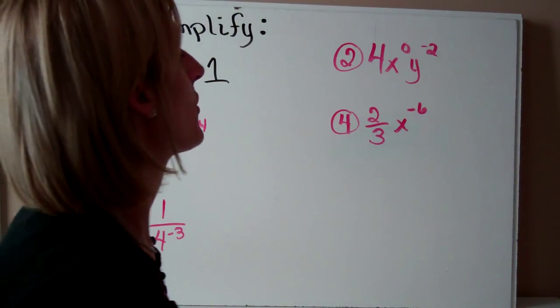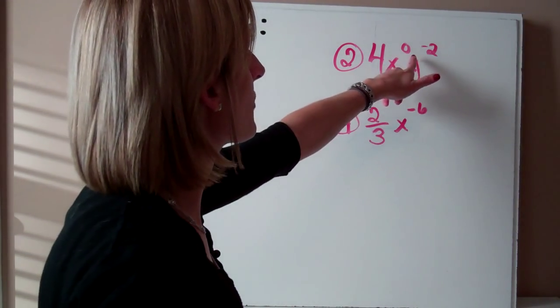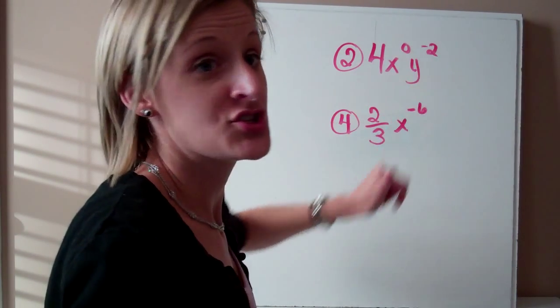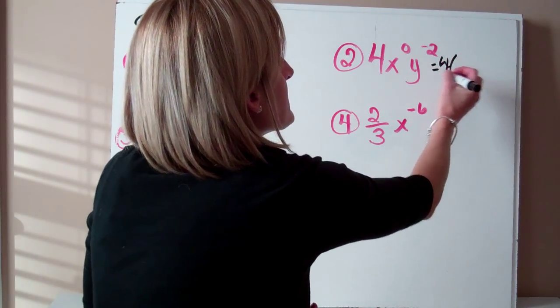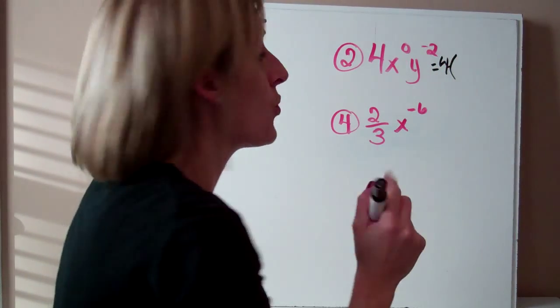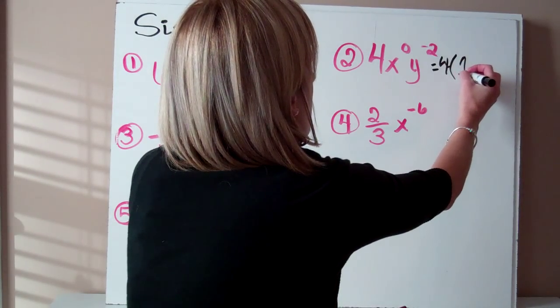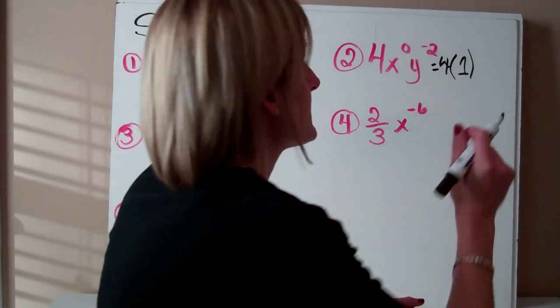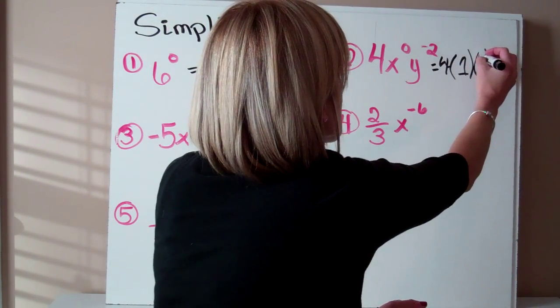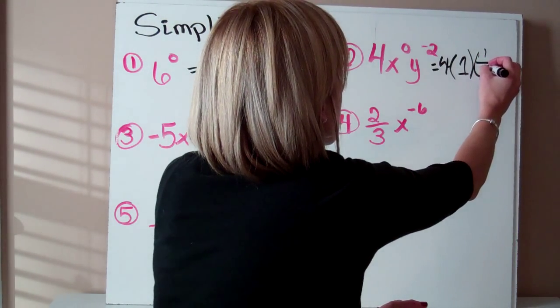Now, for number 2, I have 4 times x to the 0 power, y to the negative 2. Well, we know that's going to be 4 times x to the 0 power, which is 1, times y to the negative second power. Now let's write that as a positive power. That's 1 over y squared.